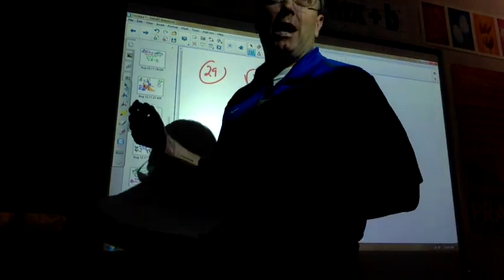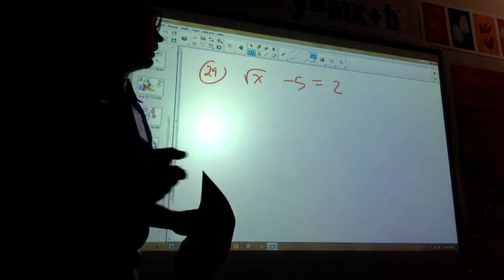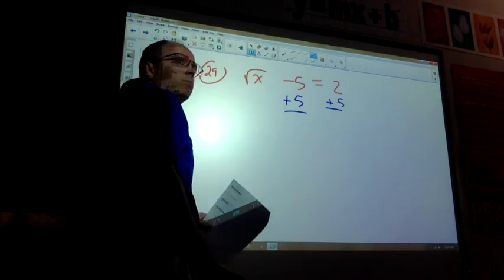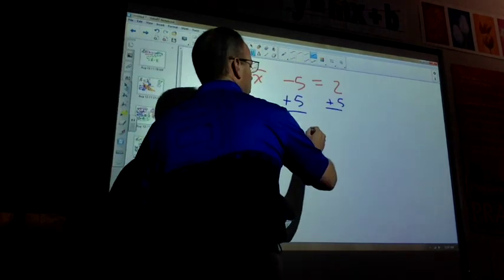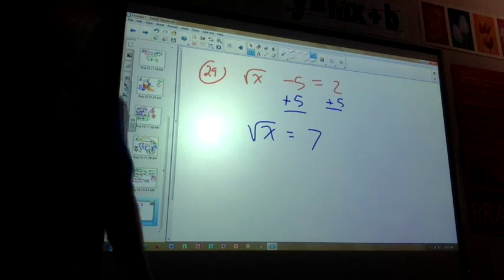If our answer comes out that way, it's something called an extraneous solution. And I don't know if we'll get there yet. But I'm going to add 5 to both sides. Still with me in this adventure? Which gives me this. Any thoughts on how to solve this last step? Go ahead.